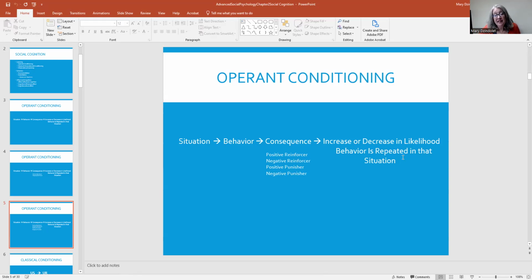But the reality is that it doesn't matter what the intention is of the person who's giving the consequence. All that matters is how the behavior actually changes. So when we really go to name the stuff, you actually have to look to see, did the behavior increase? Then it's a reinforcer. Or did it decrease? Then it's a punisher. And I can give you an example. Excuse me.